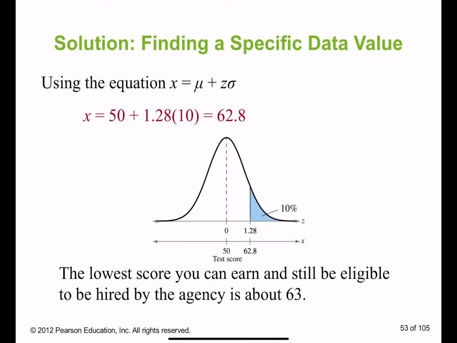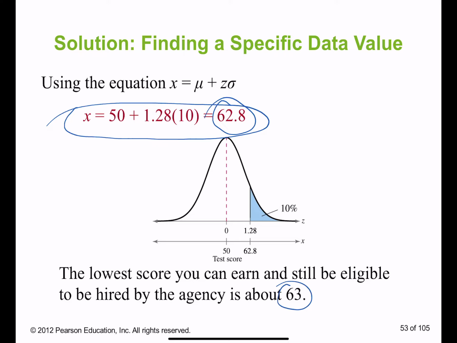Once we have z-score, we can go ahead and find our x. So to be in the top 10% and pass, we need as a minimum 62.8 score, which rounding up is 63. 50 is the average, it's mu, 1.28 is your z-score, and this is your sigma.